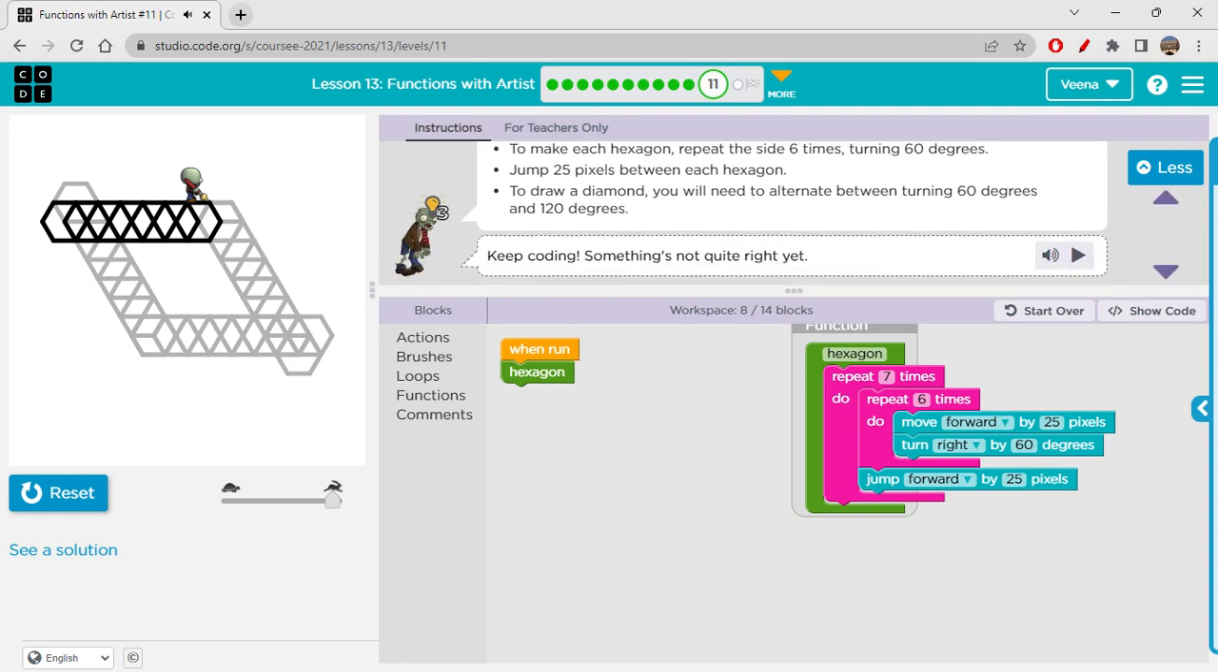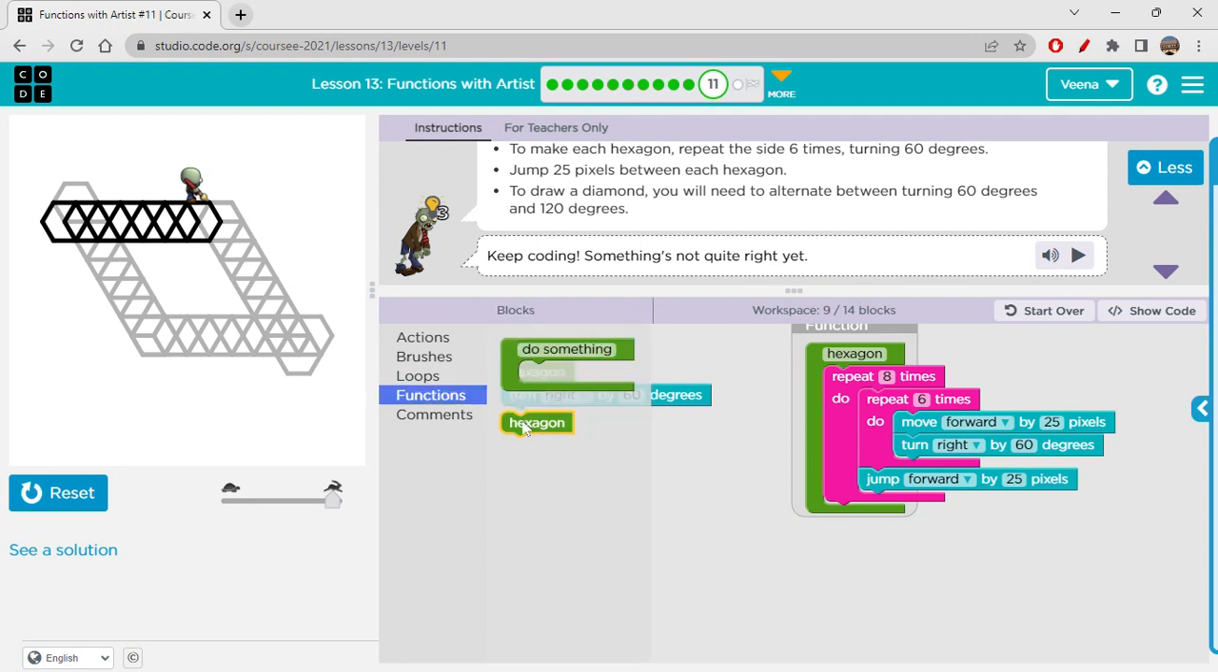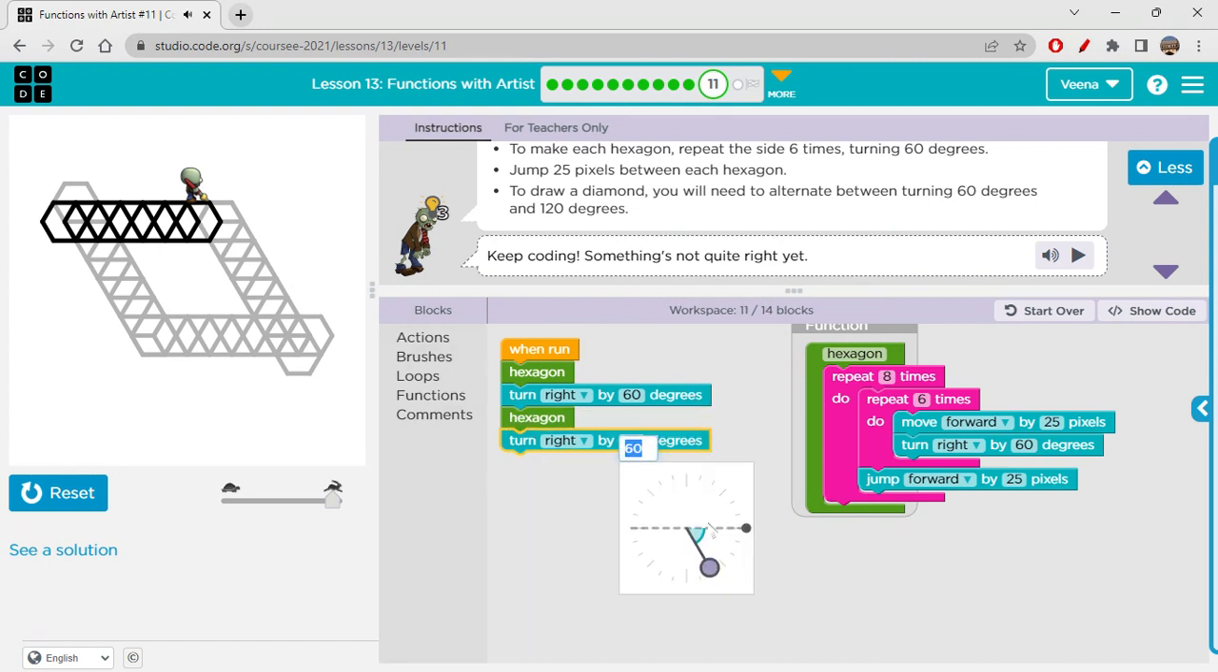I think we have to draw another one, right? Then we'll come to the corner. Okay, so let's repeat 8 times. Hexagons are drawn. Then we just have to turn right by 60 degrees first. Then draw a hexagon. Then turn right by 120 degrees. Okay, then draw a hexagon. Then turn right by 60 degrees. Then draw a hexagon. Perfect.